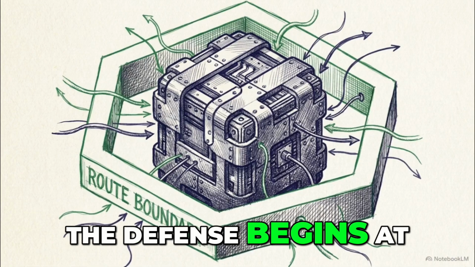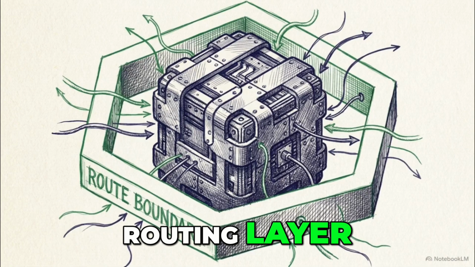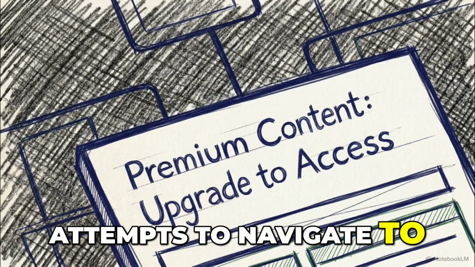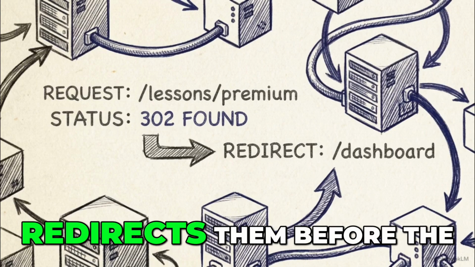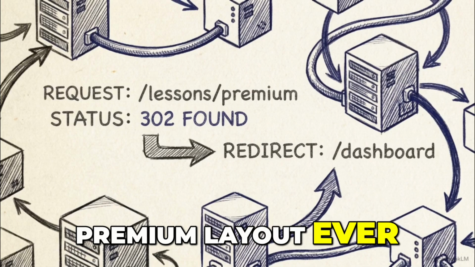The defense begins at the server component routing layer. When a free user attempts to navigate to a paid lesson, the server component evaluates their tier and actively redirects them before the premium layout ever renders.